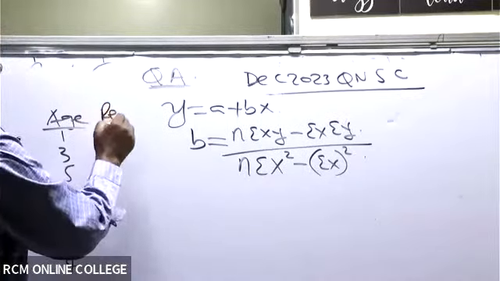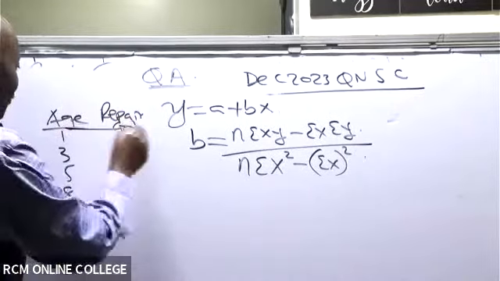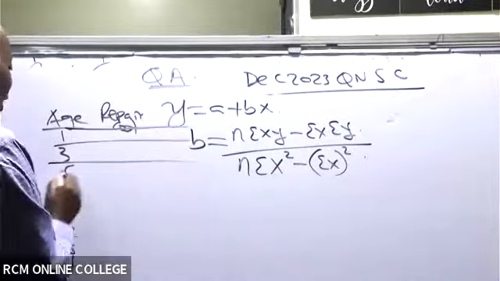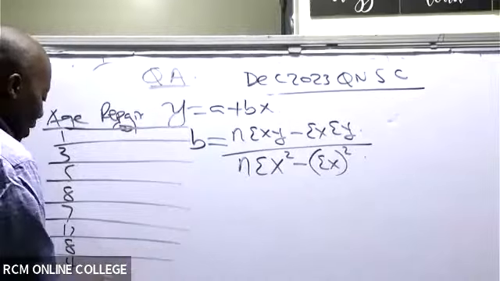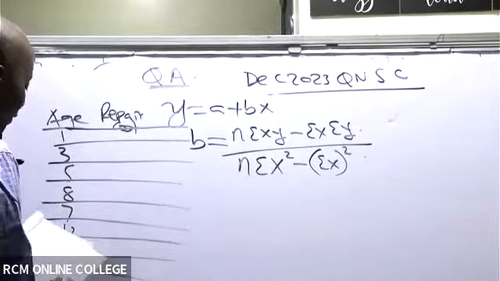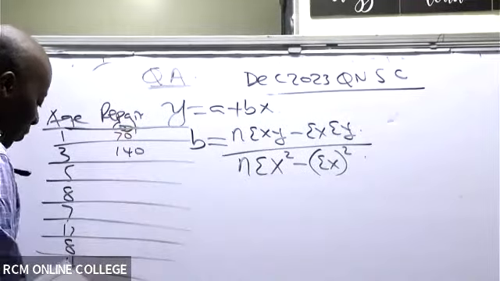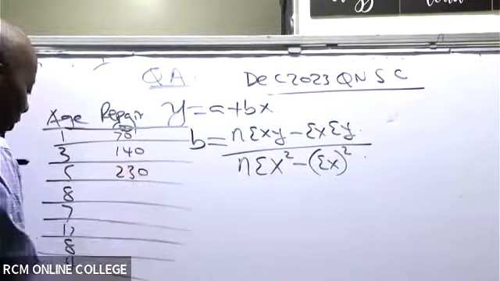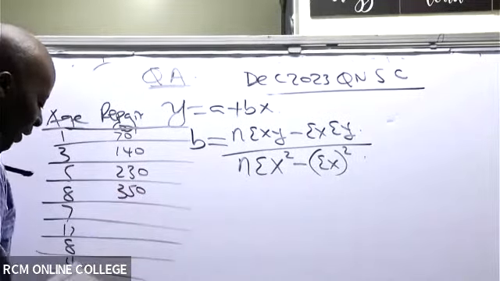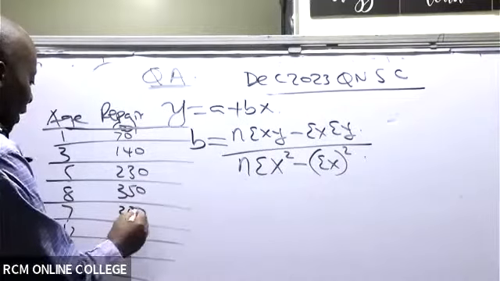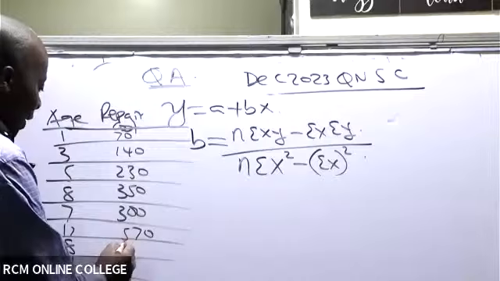So repair cost, what do we have here? The first one is 70. Then we have 140. Then we have 230. Then we have 350, 300, 570, 350, 200.